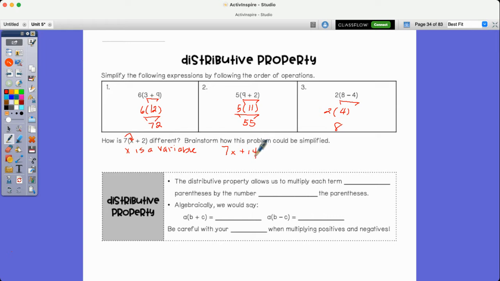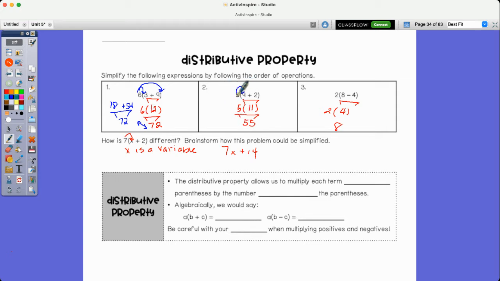Well, is that the same? I don't know. Let's go back and look at these problems. What is 6 times 3? That is 18. Sorry, messy handwriting. And 6 times 9 is 54. Well, what is 18 plus 54? Oh, 72. Is that the same? Oh, it is.